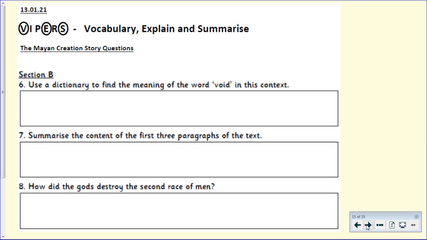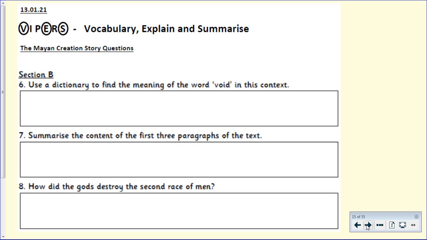Summarise the contents of the first 3 paragraphs of this text. So that's a summarise question. So go back to the text, which is in files on Teams, have a look at the text and summarise the first 3 parts of it, or you can have a look at yesterday's video.